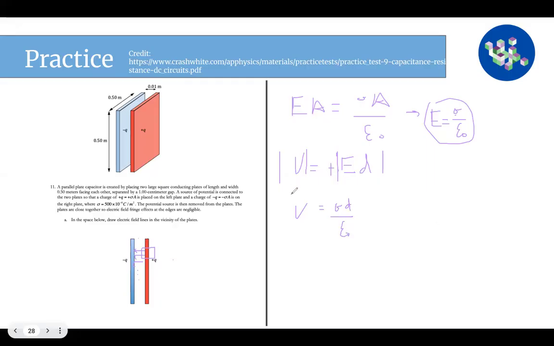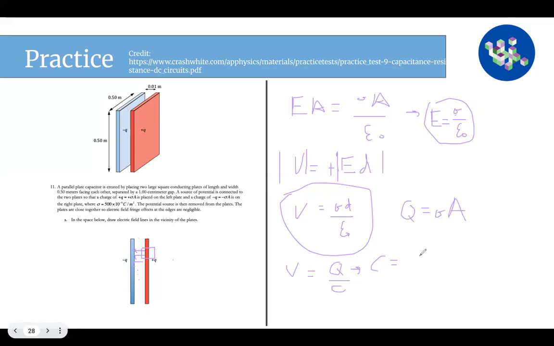Now, okay, so that solves part C. And then I want to find the capacitance, right? So V would be equal to Q over C, right? So that means that C would equal Q over V, right? And what is Q? Q is the total charge on each plate of the capacitor. So that would be equal to sigma times the total area of each plate.